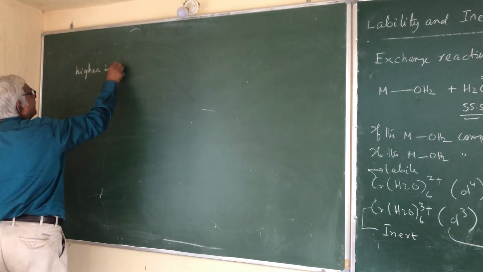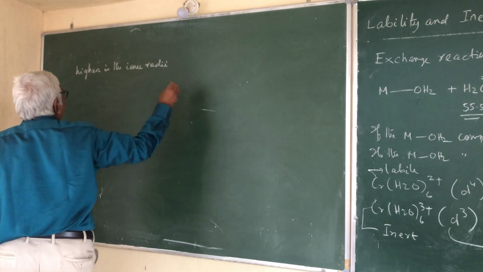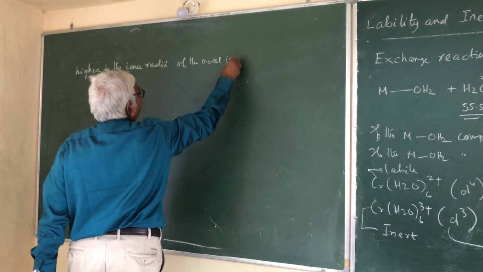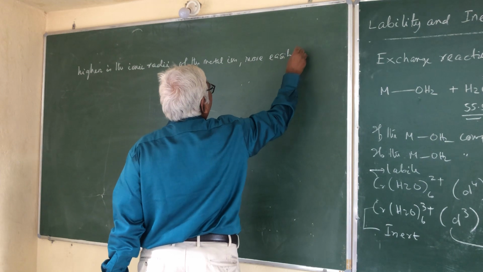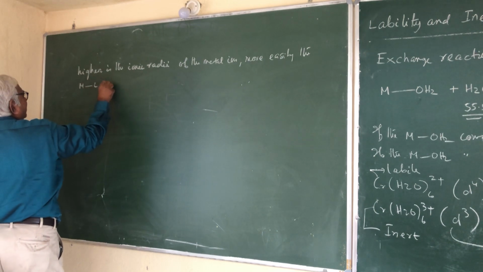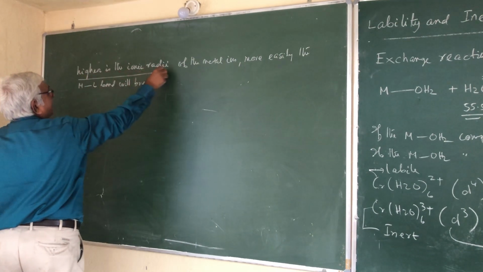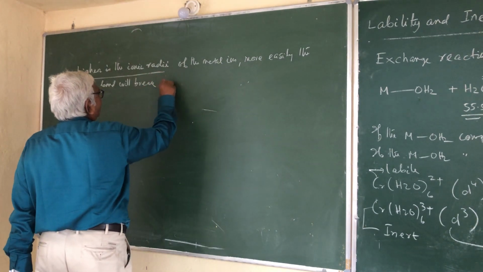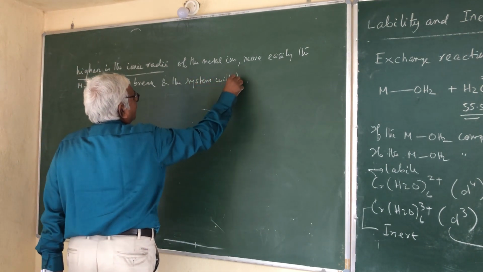Higher is the ionic radii of the metal ion, more easily the metal ligand bond will break, and the system will be labile.